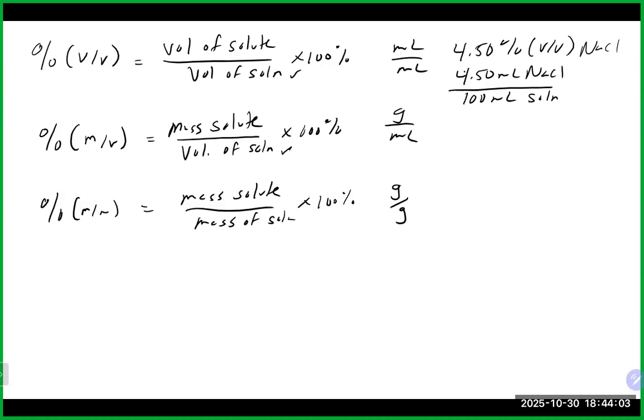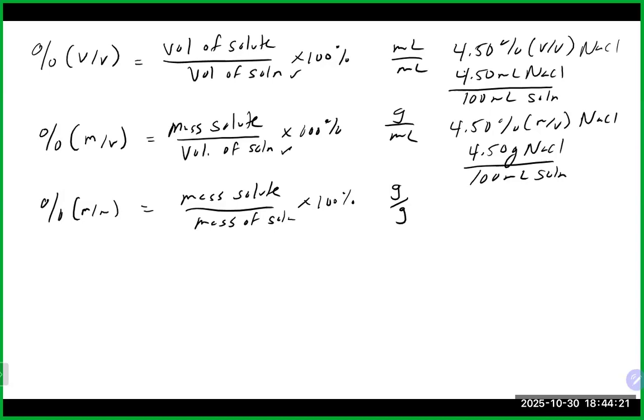And you obviously could flip it around the other way as well. And if you had a 4.5% mass to volume sodium chloride solution, you would have 4.5 grams of sodium chloride in 100 milliliters of solution. And once again, you could also flip that around and use it as a conversion factor, just like we did here with our other ones.